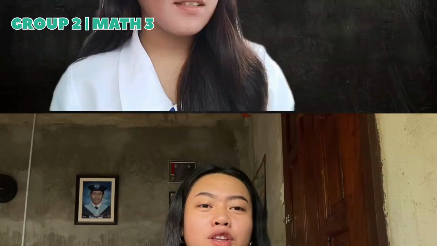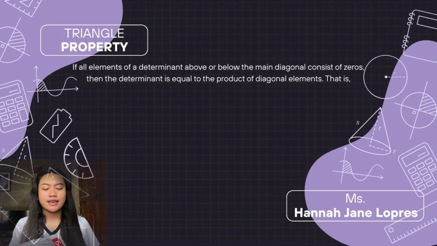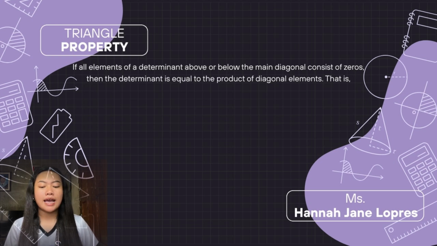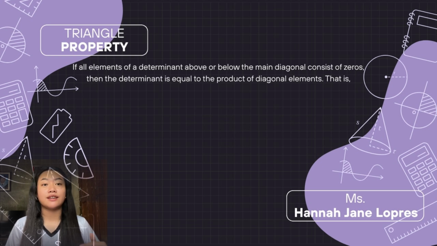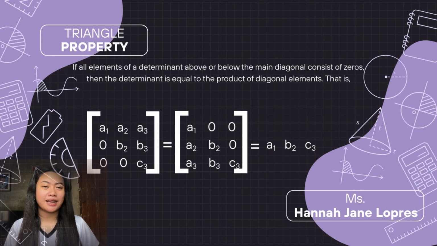Triangle property. As you can see, the triangle property is that if all elements of a determinant above or below the main diagonal consist of zeros, then the determinant is equal to the product of the diagonal elements. As you can see, we have here two brackets and both of them have the same diagonal: A sub 1, B sub 2, and C sub 3. Both of these are 3 by 3 matrices.